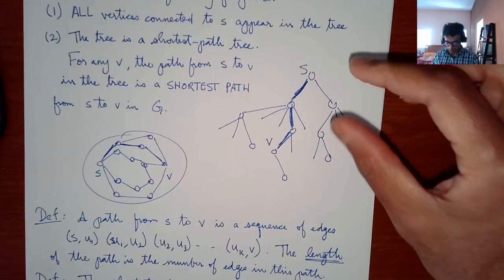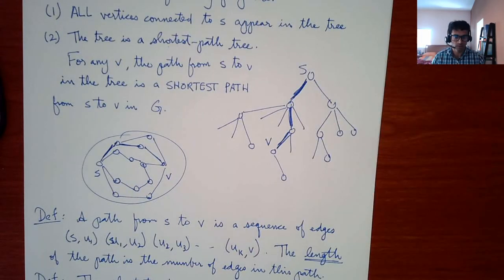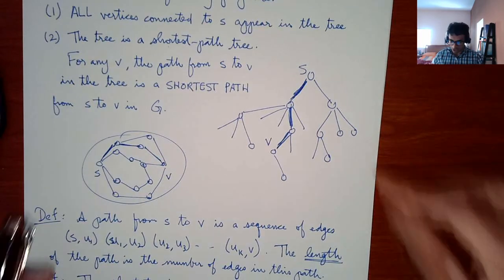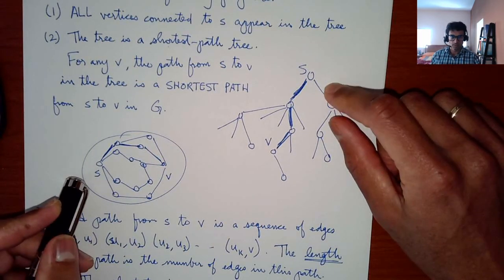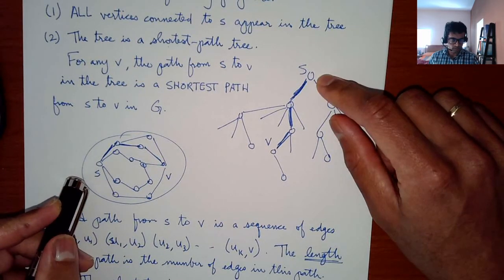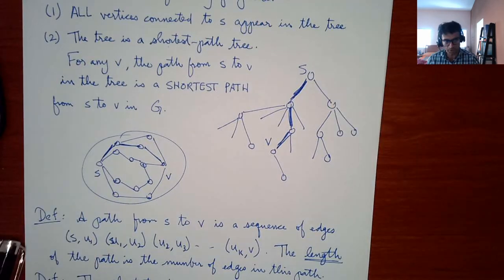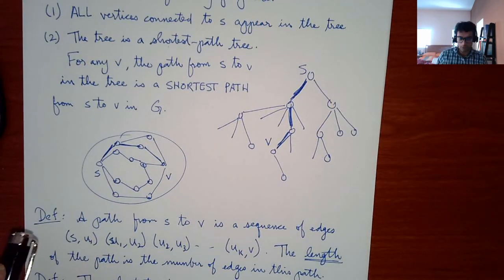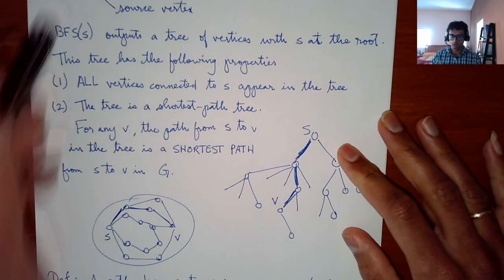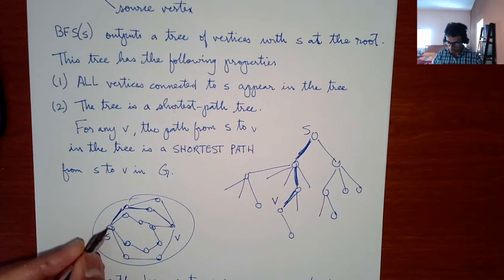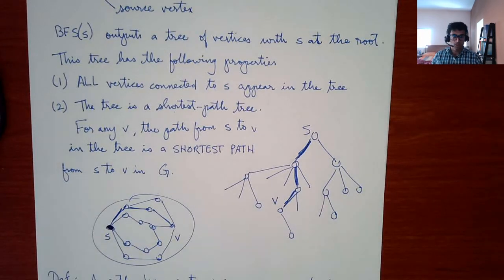BFS is going to actually give you one of those shortest paths. But even better, it's going to arrange all the shortest paths. It will arrange a shortest path for every vertex V. So it fixes S. S is the source. You fix the source. It's going to give you a shortest path from S to all the vertices, and it's going to arrange all these shortest paths in a tree. It is a very convenient data structure.